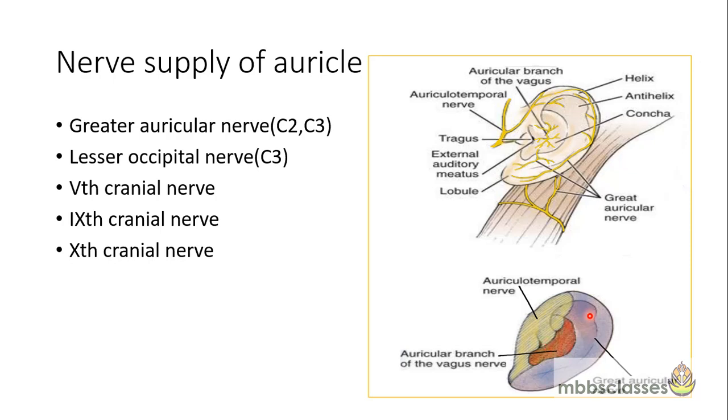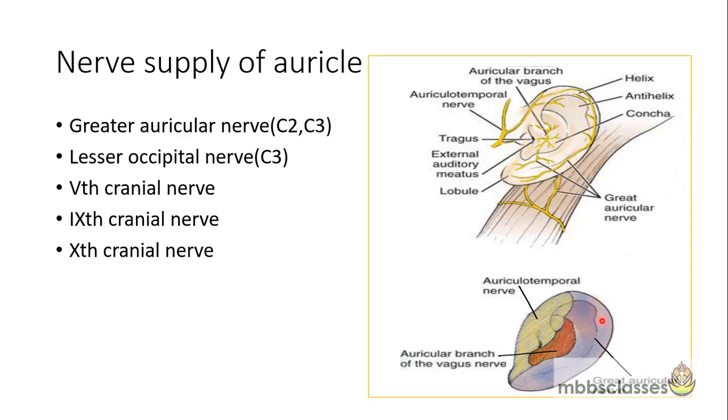So on the lateral surface, let's memorize: the lower one third of the lateral surface of the pinna is supplied by the greater auricular nerve. The rest of the auricular part is supplied by the auriculotemporal nerve, which is a branch of the mandibular division of the fifth nerve. So it is the fifth nerve in the upper part. In the center, in the concha, it gets its nerve supply from the vagus nerve.